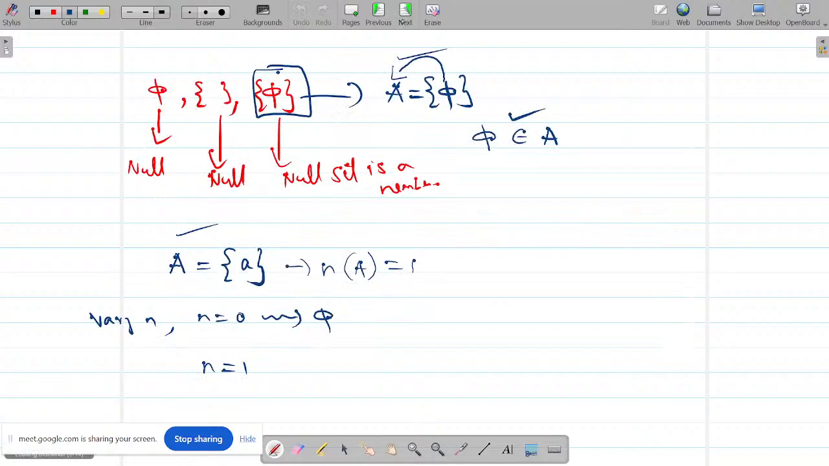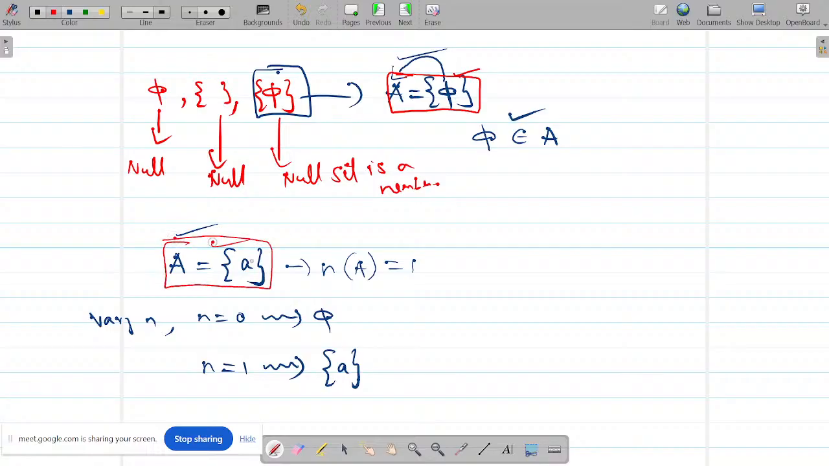Now come here. N is equal to 1. What is the subset here then? A itself. No doubt here, right? Now, for convenience sake, here A is containing null set as a member. Here A is containing A as a member. If I replace this with null set, now this will look like this. Am I right? That's it. So this null set, or phi, is an element of A. We name this as a null set, but it's an element of A.